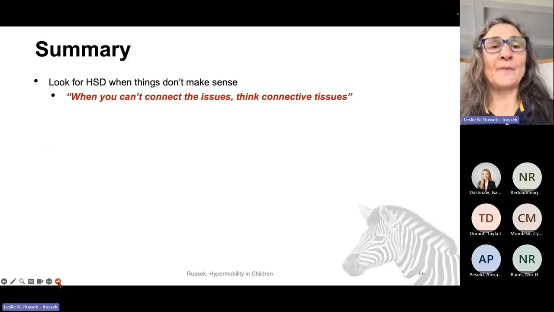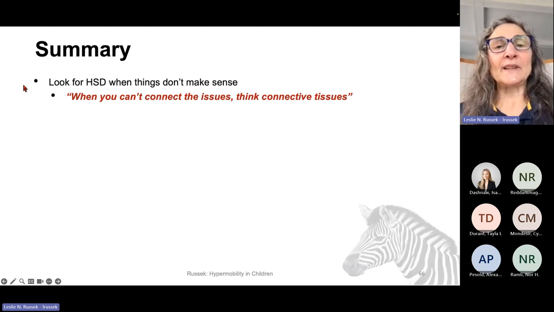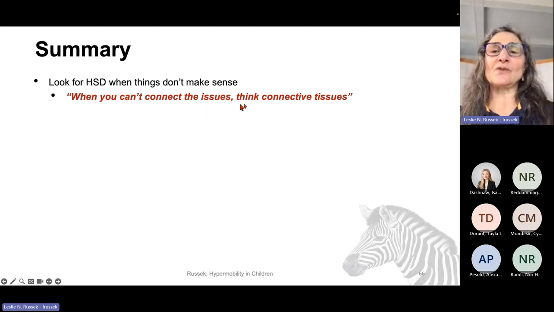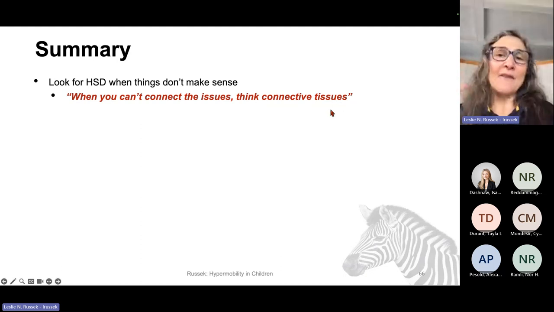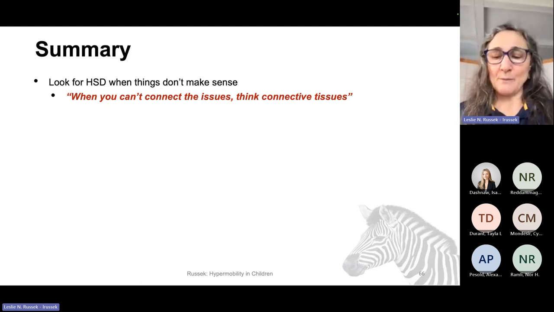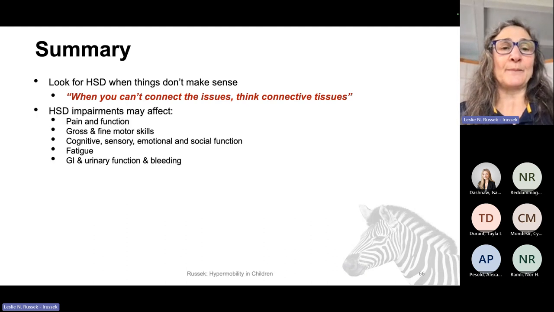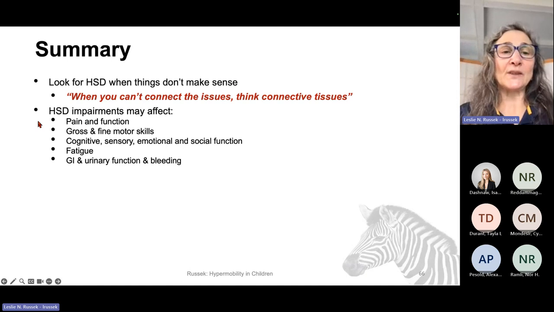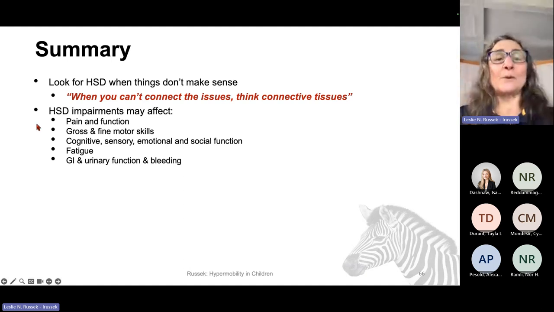So in summary, look for hypermobility when things don't make sense. So when you can't connect the issues, think connective tissues. Because remember, these patients often have a bunch of different things going on and it can be complicated and messy. And so when you have those messy patients where things just don't make sense, think about whether it might be a connective tissue disorder. Remember that hypermobility affects far more than just the joints. The joints are just what you see on the outside.